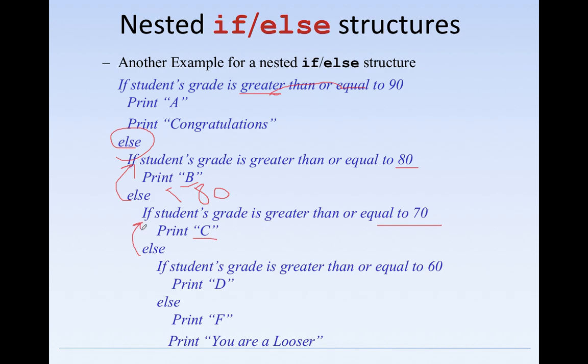So this else is for this if. The opposite of greater than or equal to 70 is less than 70. So if he's less than 70, I would check if he's greater than or equal to 60, then he's a D. What's the opposite of greater than or equal to 60? Less than 60, then he's an F.